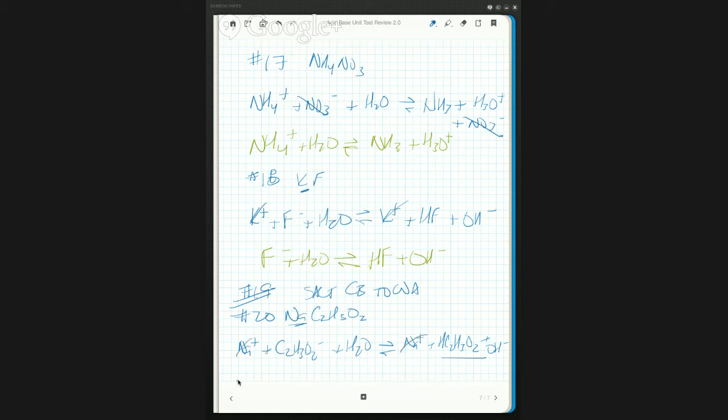So the Na pluses go away. So your net ionic equation: C2H3O2 minus plus H2O yields HC2H3O2 plus OH minus. So the conjugate base of a salt is going to create a basic environment. When it hydrolyzes the water, you're going to end up getting an OH minus. So hopefully that makes sense to you. That was all of those questions.